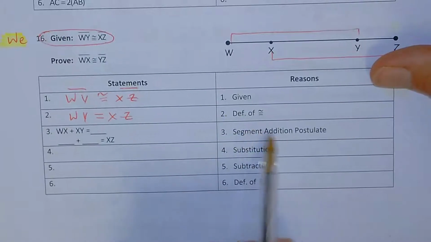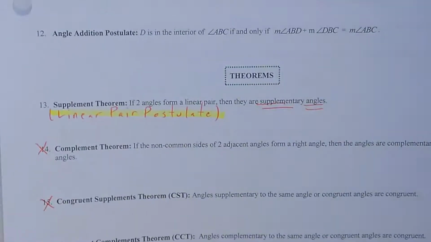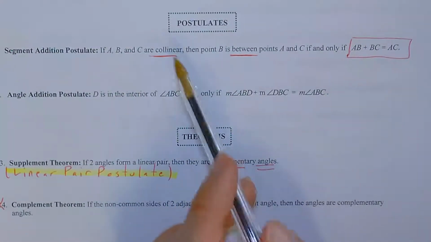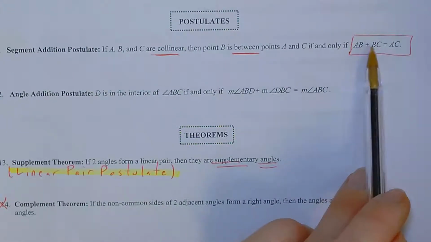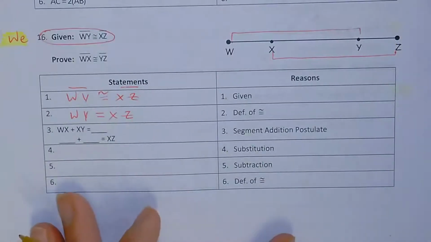Next, they'd like us to use the segment addition postulate. So I'm going to come over here to my cheat sheet and look at number 11, and look at how segment addition is set up. Oh yeah, remember this? It's the little piece plus the little piece equals the big piece. That's what segment addition is. So I'm going to take that idea and apply it to my picture.